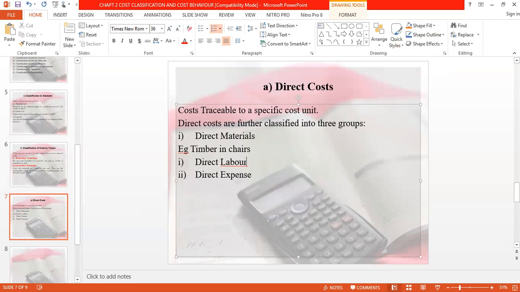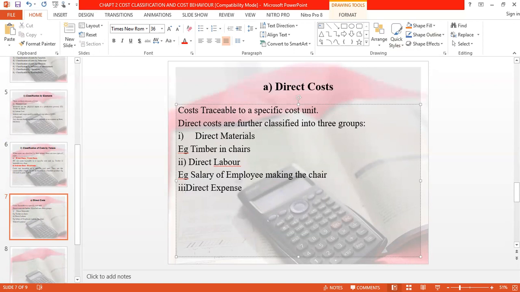Next we have direct labor, e.g., salary of the employee making the chair. That is an example of direct labor.